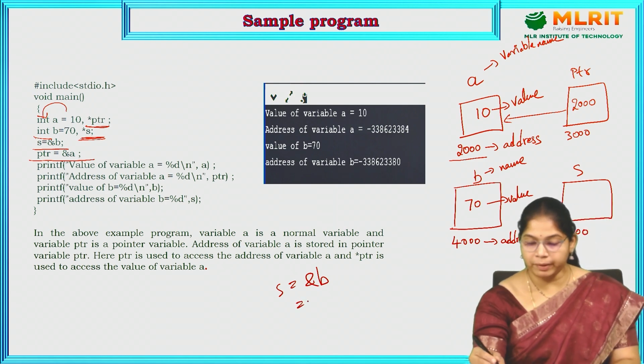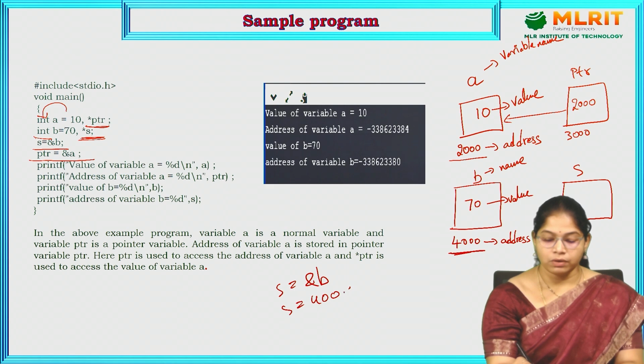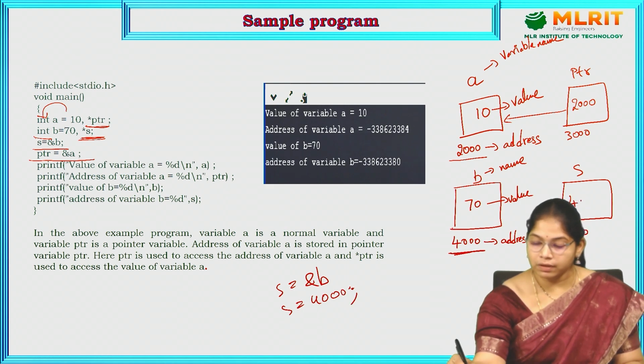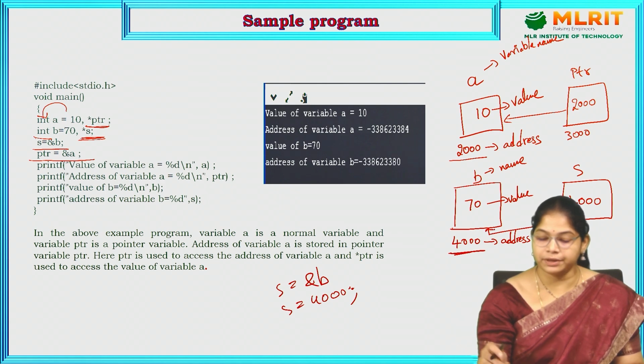What is the address of B? Here we have the B variable. The address of B is 4000. So it is equal to 4000. So here this is holding 4000. That means it is pointing to here.